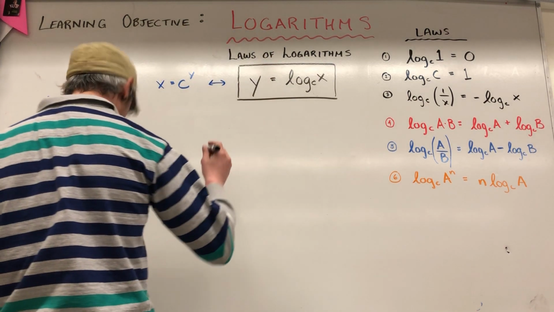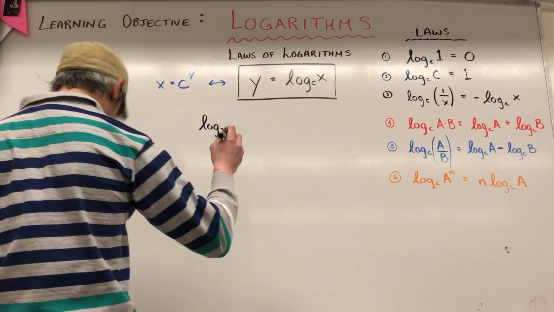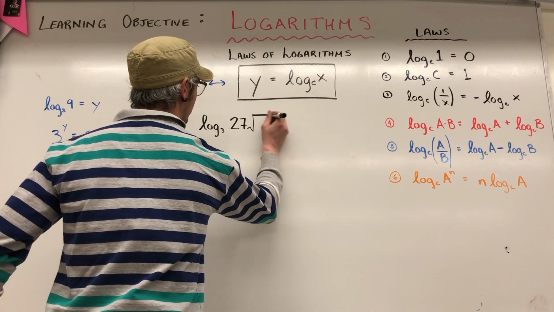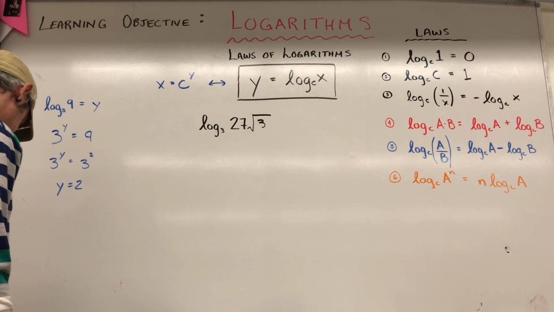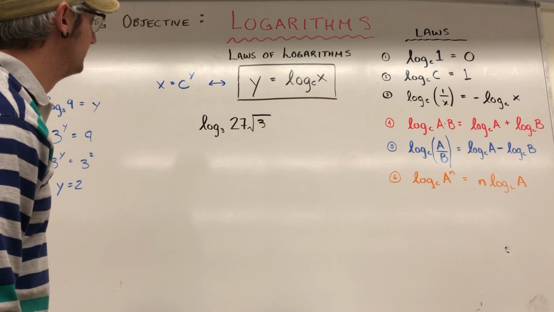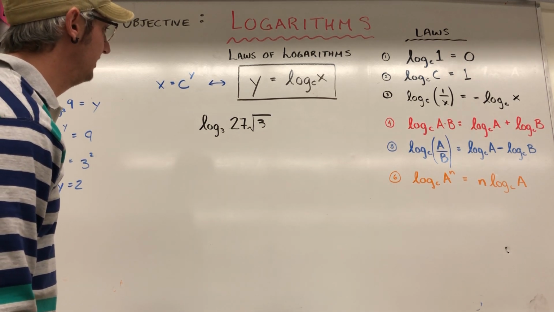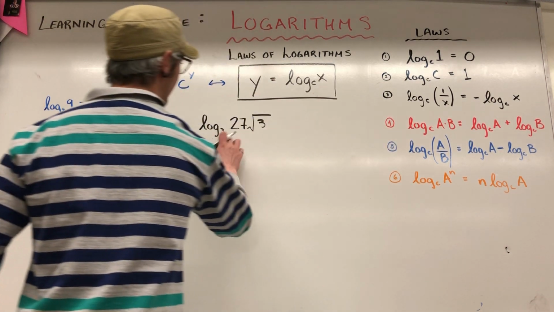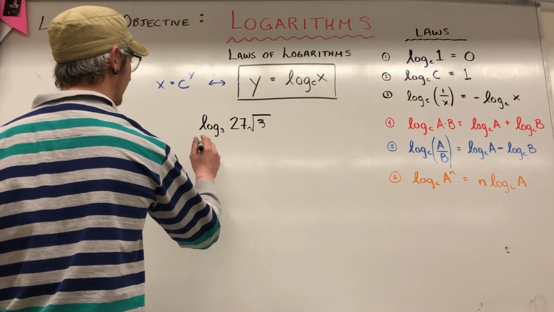All right, we've got log base 3 of 27 times the square root of 3, and it wants us to evaluate this. Well, I think the best thing for us to do in that case is, so we're actually going the other way now. We've got a base and we're multiplying two numbers, 27 and the square root of 3. So I'm going to separate them because we're just dealing with numbers now.